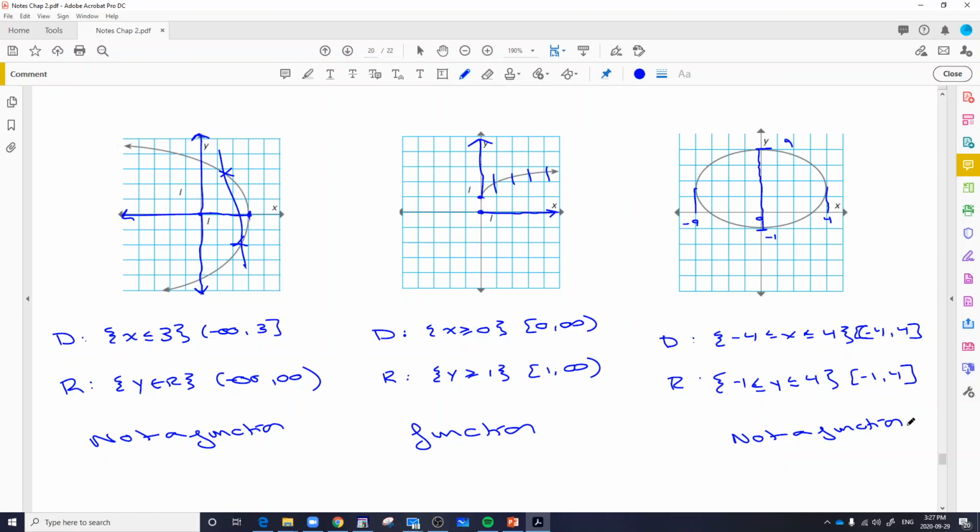Domain and range is a visual thing. It just seems like some people get it and some people don't. So if you don't, just keep working with it and find something that helps it make sense to you. And then hopefully you'll have that moment and go, oh, now I get it. All right, good luck.